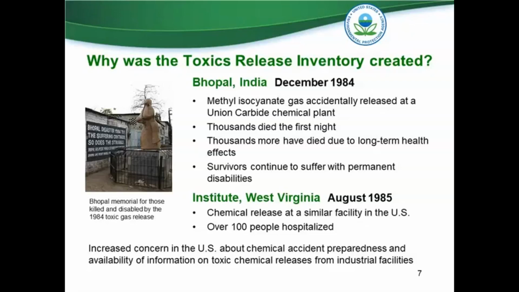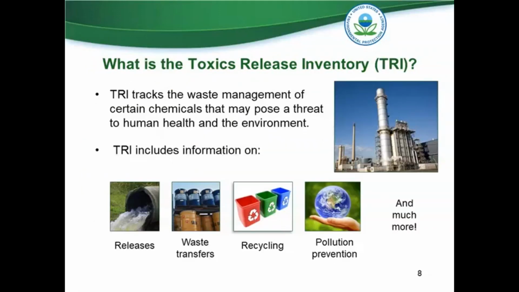The very next year in Institute, West Virginia, there was a smaller scale release at a similar chemical facility that was also owned by Union Carbide that resulted in the hospitalization of over 100 people. And so not surprisingly, these events increased concern in the United States about chemical accident preparedness and the availability of information of what toxic chemicals are in place at industrial facilities around the country. And so the Emergency Planning and Community Right to Know Act was passed in the fall of 1986 in response to these events.